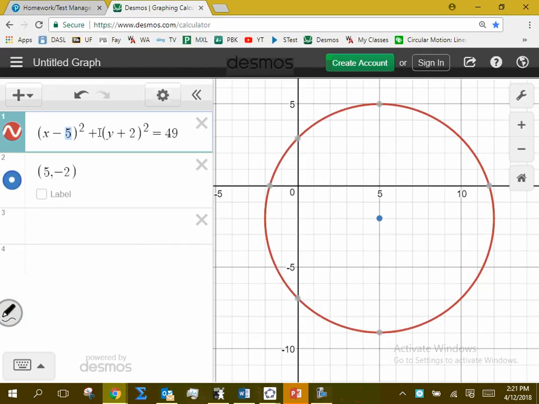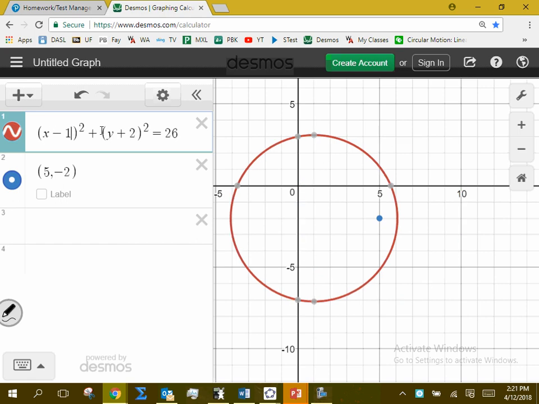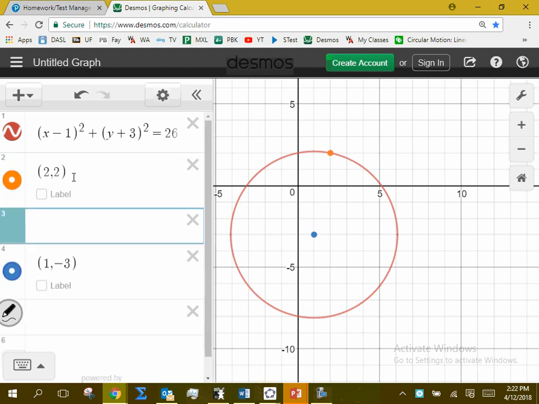So this was 26 here. What did I say my center was? (1, -3), I think so. Okay, so there's 1, there's -3. Can I plot the point (2, 2)? Does it show up on my circle? Yeah. So that's justification that working from the equation backwards, I get the picture that I started with, right? So it tells me I've got the right equation. If I were to graph my equation and (2, 2) was not on there, then I know my equation does not model the circle that they're talking about.